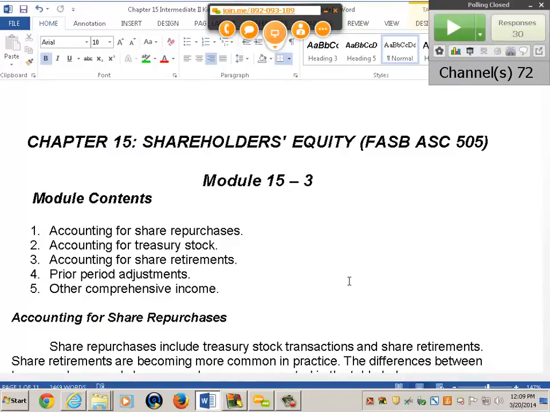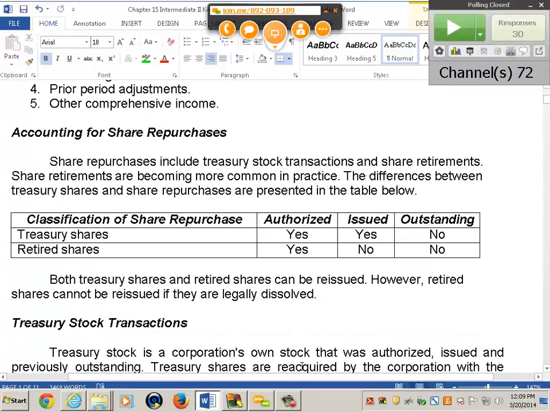Treasury stock, we could have the cost method or the par value method. Under the share retirement, we're going to use what is called the retirement method.